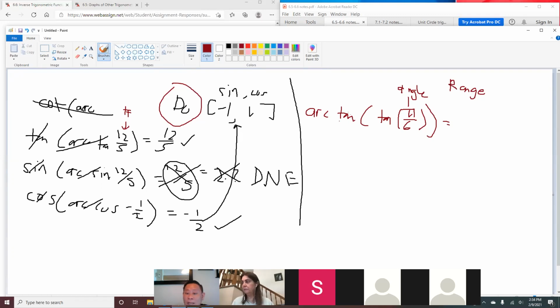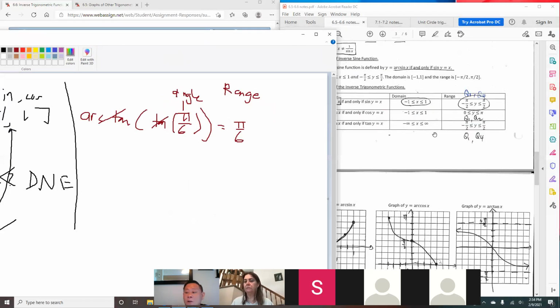And so again, the arctan and tan will cancel. You get pi over 6. Can someone tell me what is the range of arctan? So for arctan, the range is between what? Negative pi over 2 to pi over 2. So my question is, is this inside this range? Yes. So that means this is your answer. Okay. Let me give you another one.